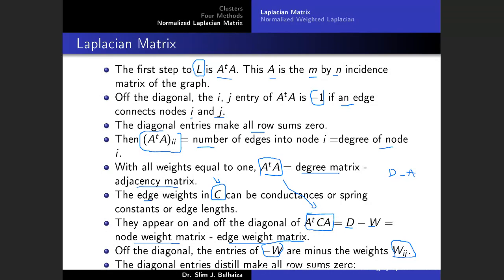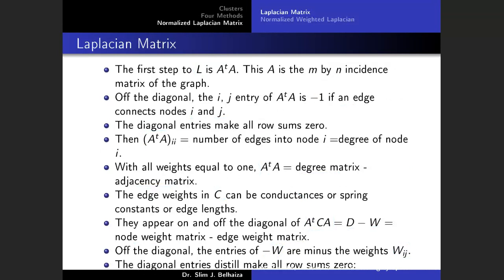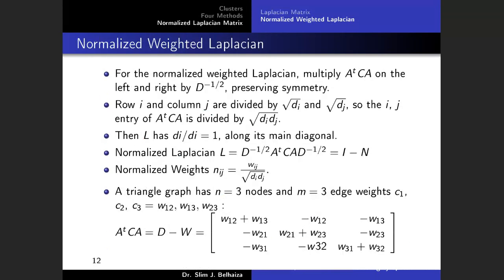In fact, the diagonal entries of D are still made of rows of zeros. This is a space I missed. Right. Okay, now let's talk a little bit about what we call the normalized weighted Laplacian.